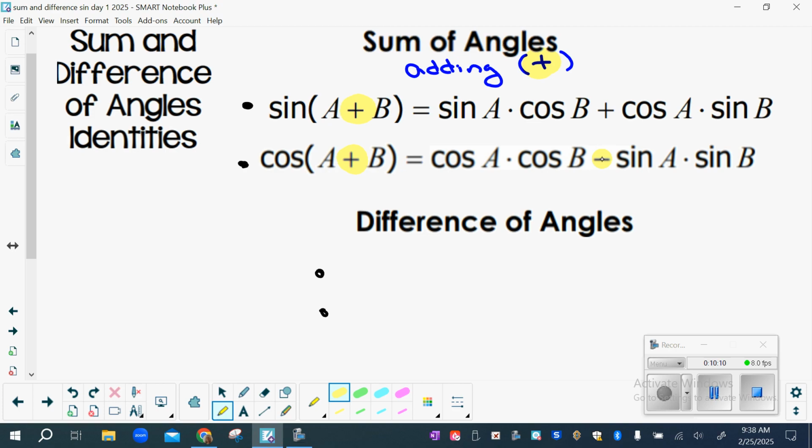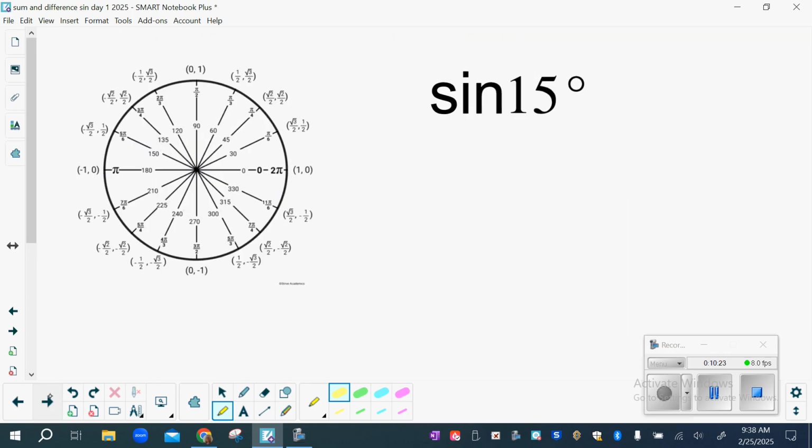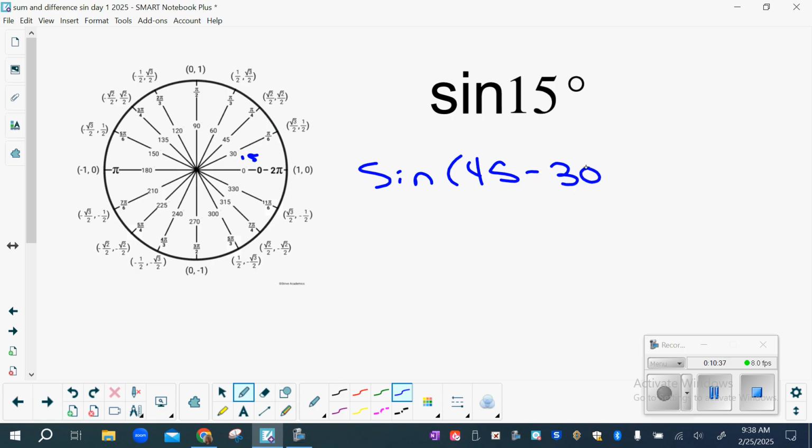If you're ready, we can also subtract angles. We can also do that by subtracting them. So here's where we're going to get to. You don't have to write this down yet. I'm just showing you. In a minute, we might be doing sine of 15. Well, I don't have 15. 15 is right here. So you know what I would do? I would say the sine of 45 take away 30. Does that make sense? So sometimes we add angles, like to get to 75, but sometimes we subtract them.